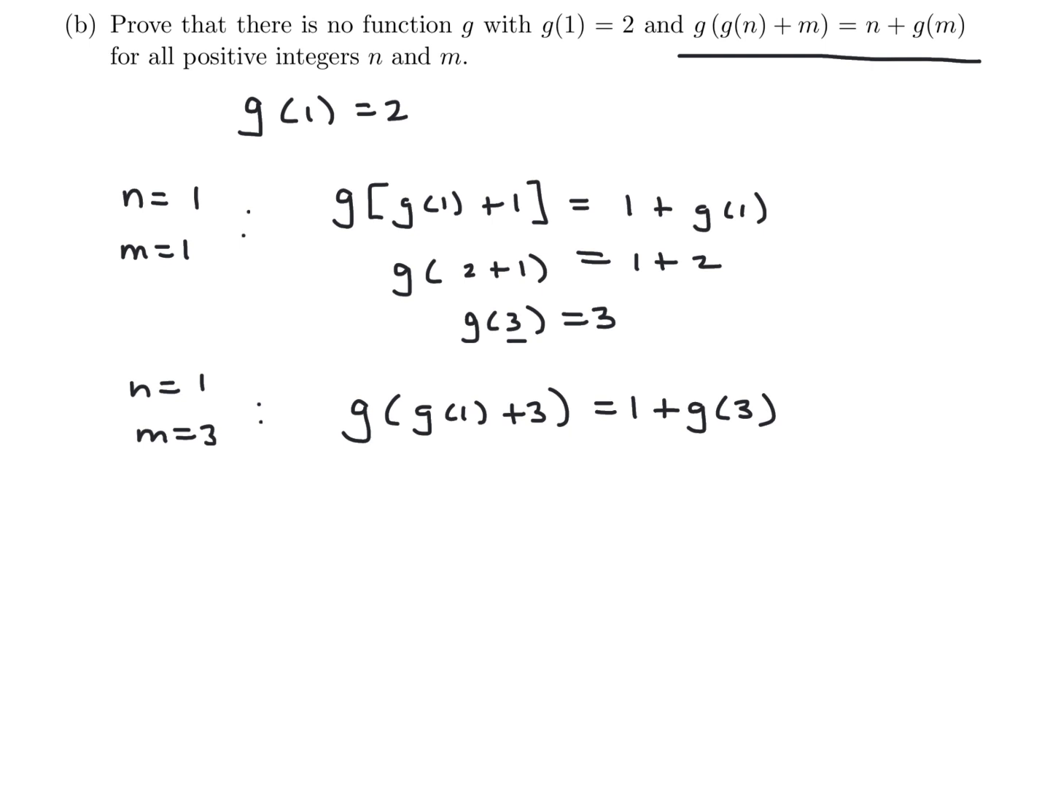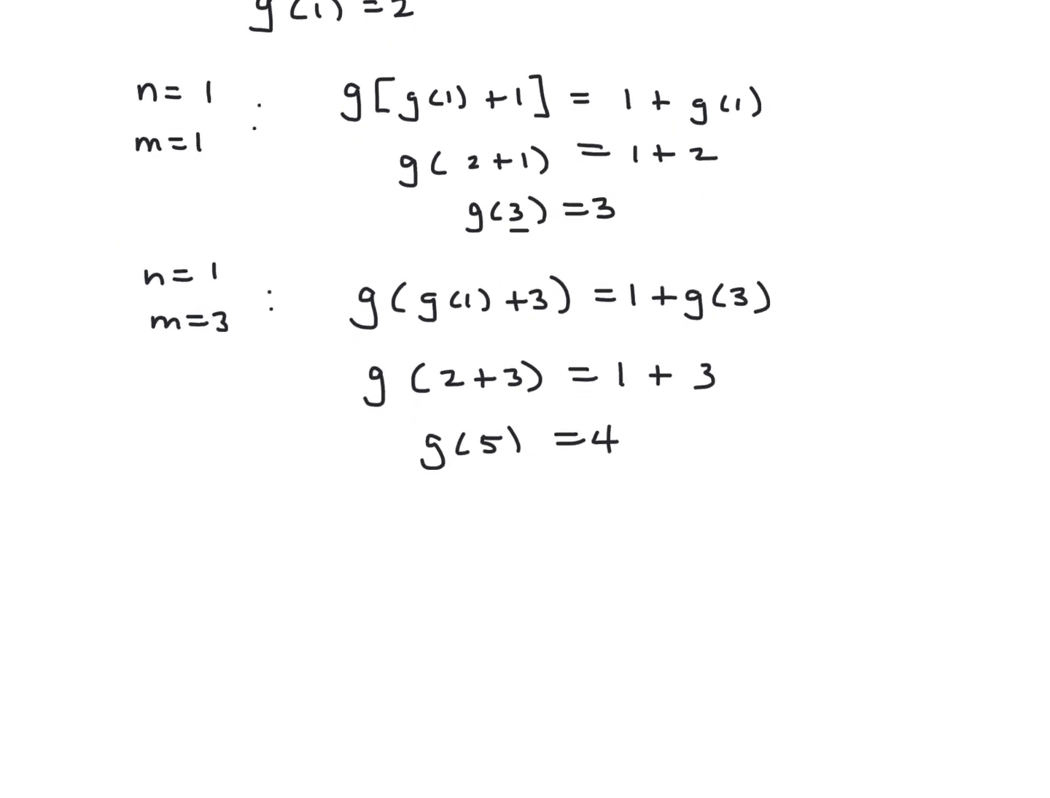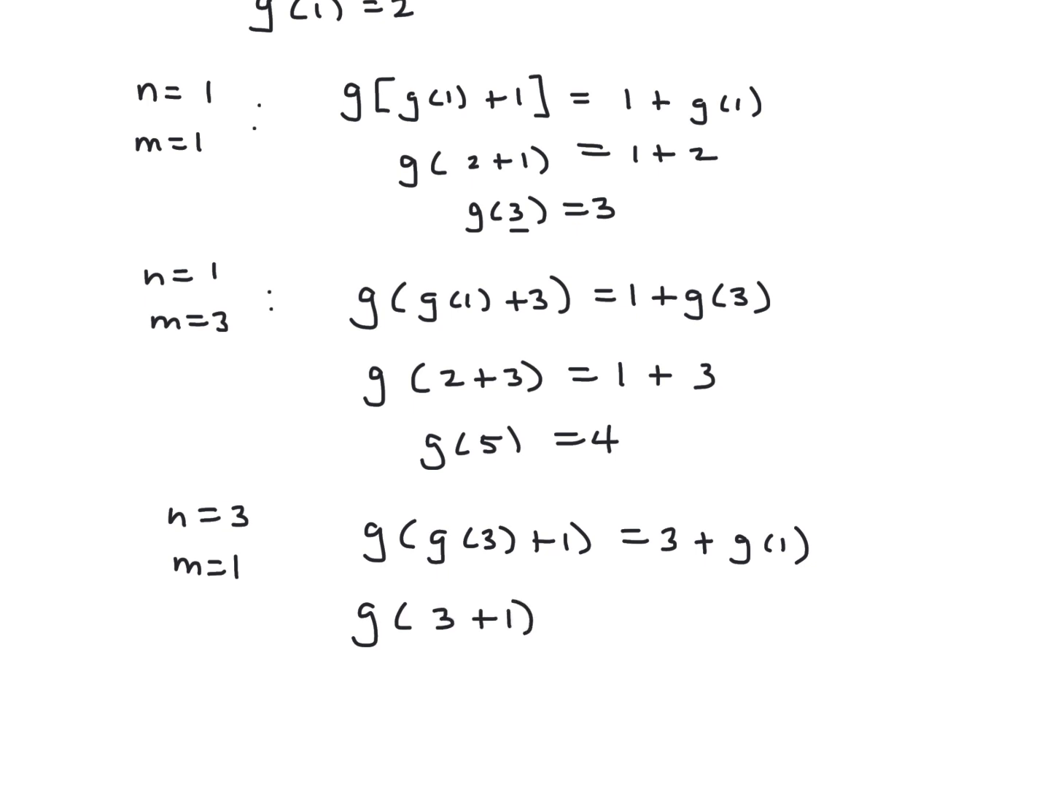And then what do we have here? G at 1 is 2, so 2 plus 3. This is 1. G at 3 is 3, so g at 5 equals 4. All right. Let's keep going here. Next one would be n equals 3 and m equals 1. So g at 3 plus 1 is equal to 3 plus g at 1. So g at 3 plus 1 is going to be 3 plus 2. So g at 4 is equal to 5.